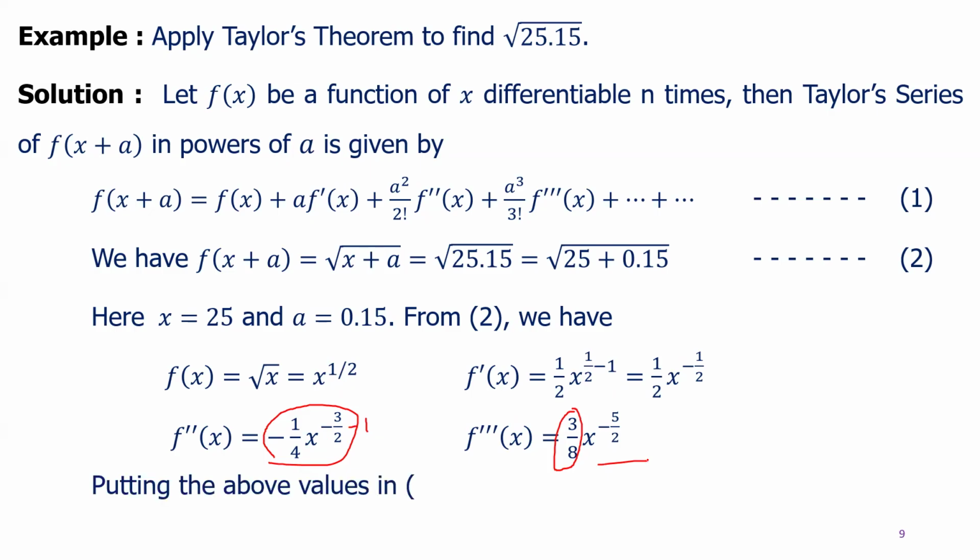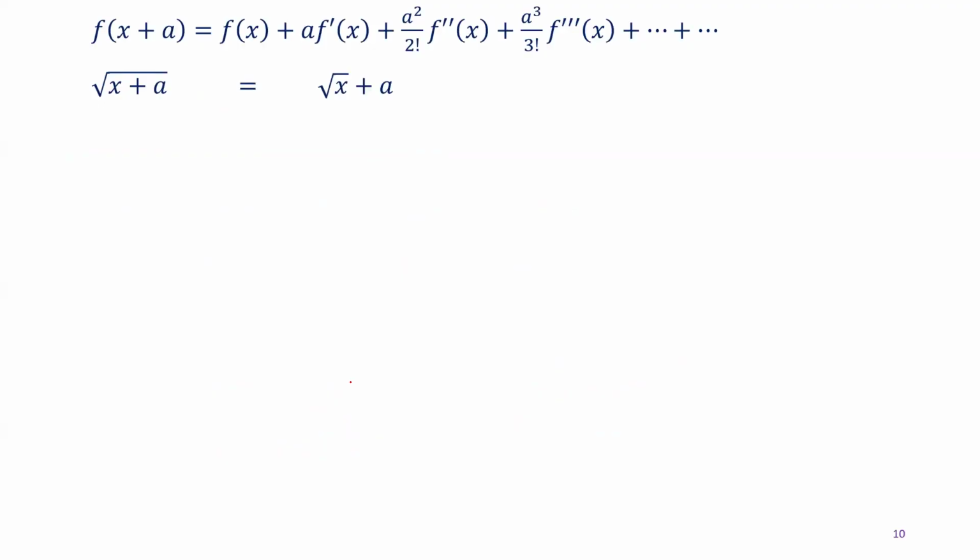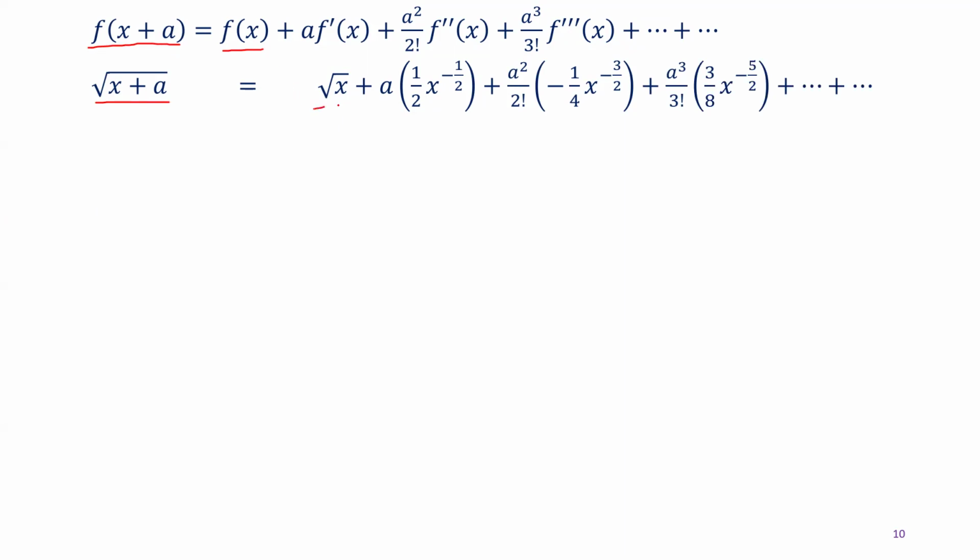Putting the above values in 1, we have f(x + a) equal to root of x plus a. f(x) is root x, plus a times f dash of x, which is 1 upon 2 x to the power minus 1 by 2, plus a square upon 2 factorial, f double dash of x, which is minus 1 upon 4 x to the power minus 3 by 2, plus a cube upon 3 factorial, f triple dash of x, which is 3 upon 8 x to the power minus 5 by 2.